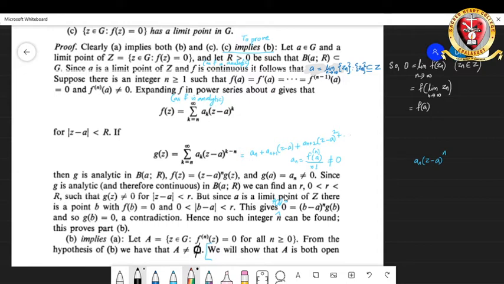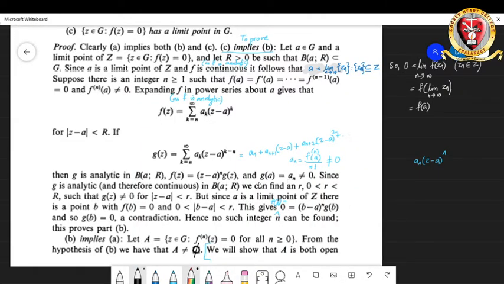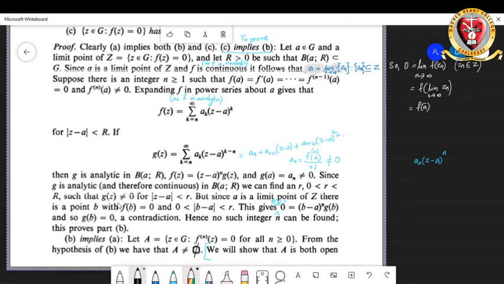By the property of continuity, we can find an r inside 0 and capital R such that g(z) is not equal to 0 for modulus of z minus a strictly less than r. Why? Because here g(a) is not equal to 0. So we can find some points around that a, that means in the open disk modulus of z minus a strictly less than r, where g(z) is not equal to 0 by the continuity.